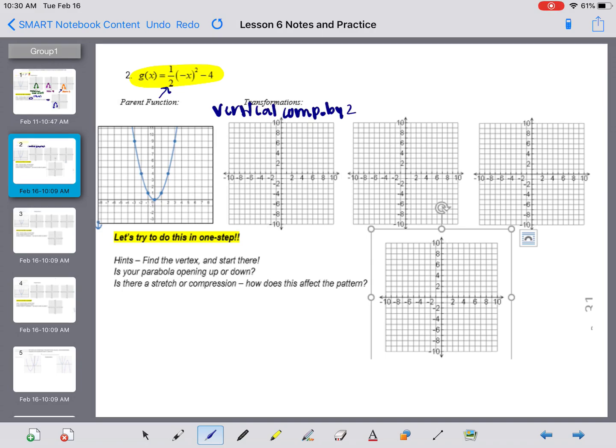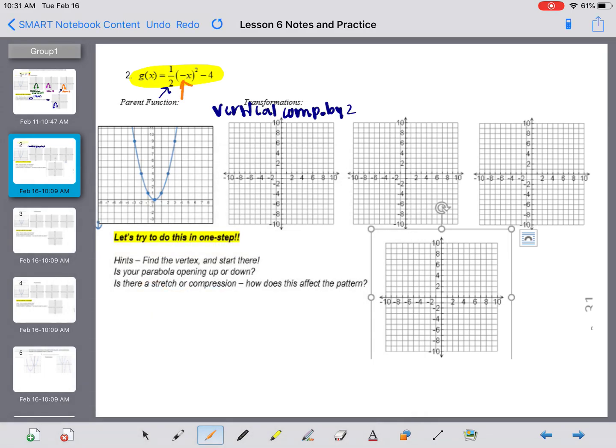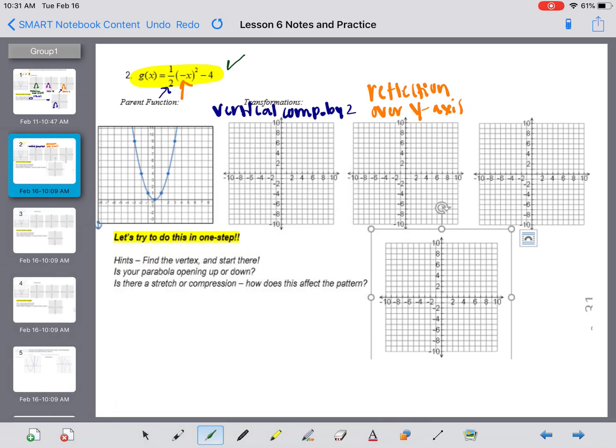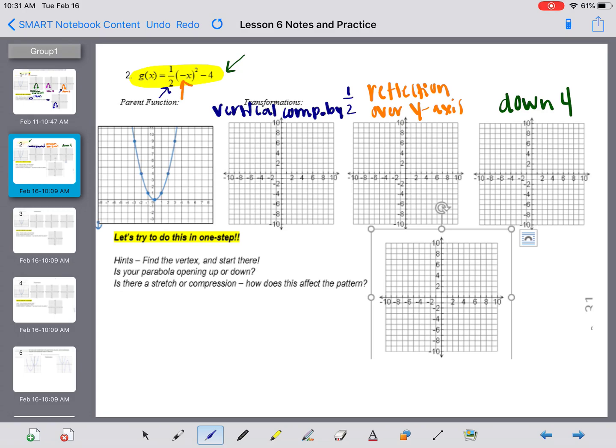And then we have this minus sign on the inside, so that means a reflection over the y-axis. So we have a reflection over y-axis. And then we're subtracting on the outside here. That means we go down 4. Oh, and I said by 1/2, not 2.